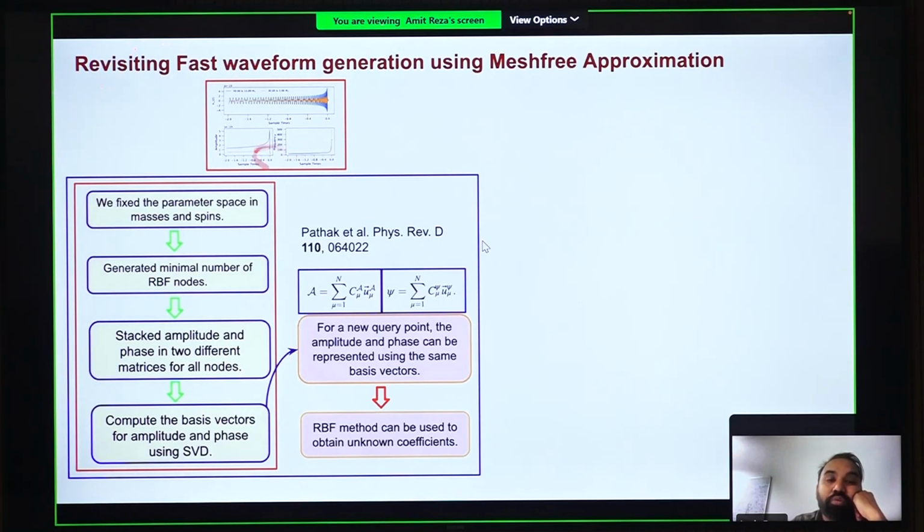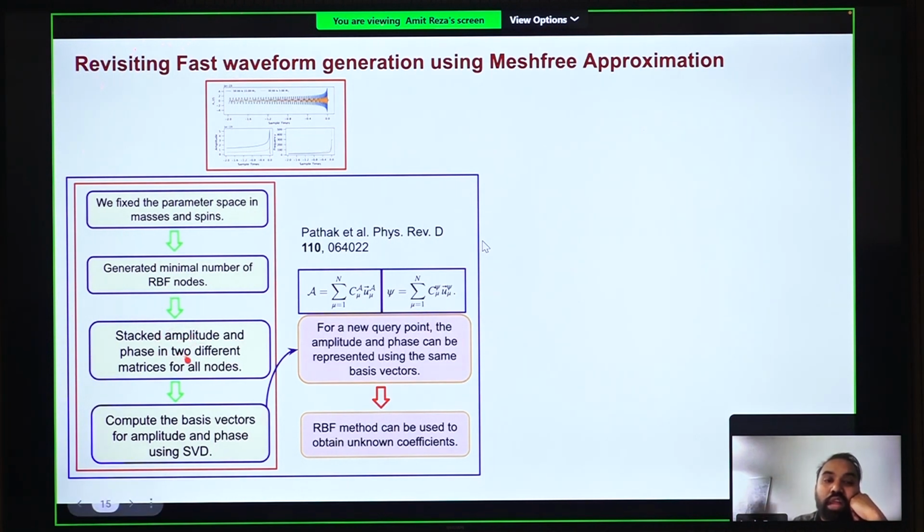So to do that interpolation, we use a method called the mesh-free method. The mesh-free method relies on two different approaches: one is singular value decomposition and one is radial basis function. So what we did, we fixed the parameter space, or even the boundary of the parameter space, and then we generate a minimal number of nodes, which are defined as RBF, radial basis function nodes, because we need to use RBF interpolation to do that.